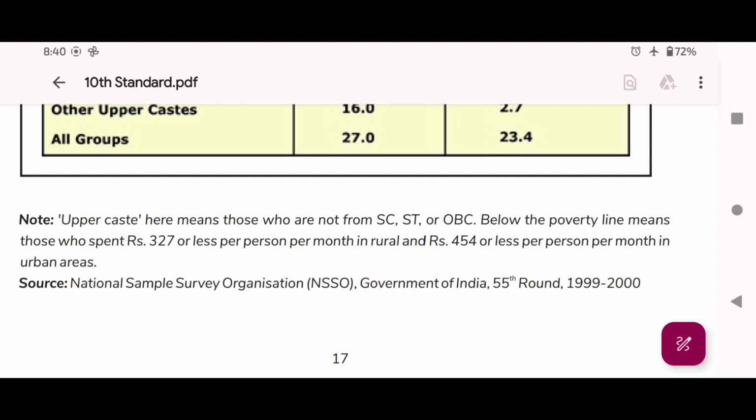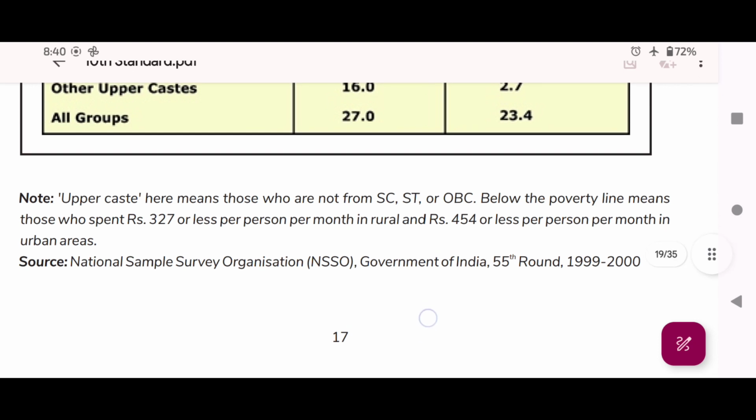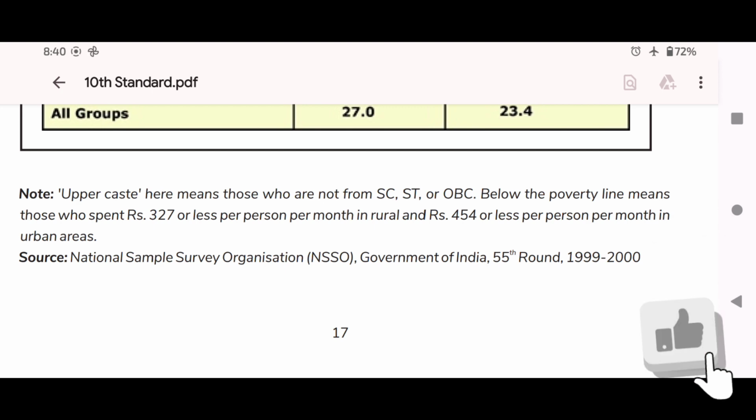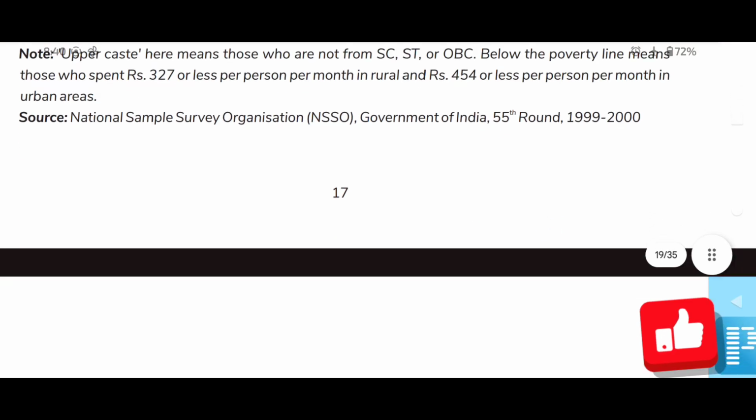This data is according to the 1999 to 2000 census, and this data is collected by the National Sample Survey Organization, Government of India.